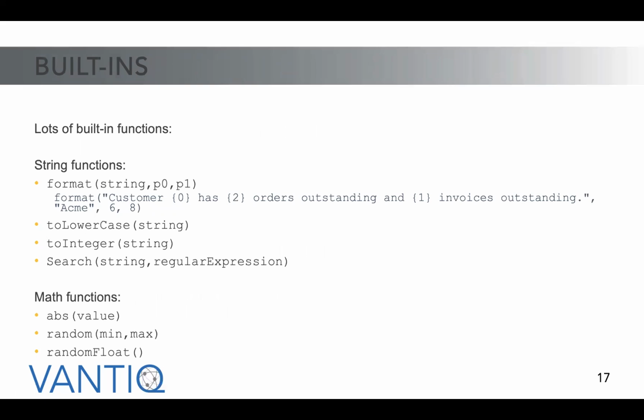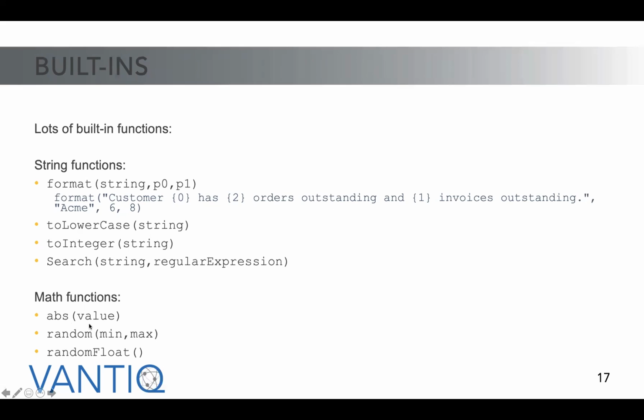So I showed a little bit of the built-in procedures that we have to format a string. So we have like string format. You substitute the P0 and P1 for the values. So this is P0. This is P1. So the variable here is gonna be 0. The variable here is gonna be the third one. This one is gonna be the second one. So it would be like customer Acme has 8 orders outstanding and 6 invoices outstanding. So this is the way to populate or substitute the strings.